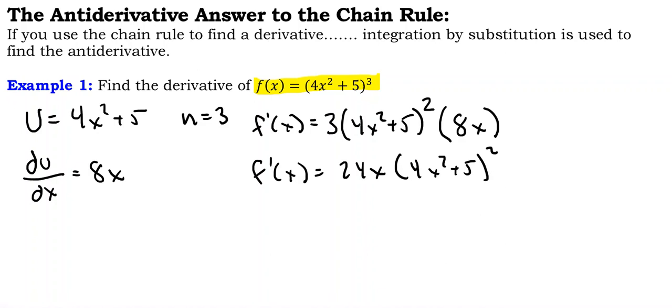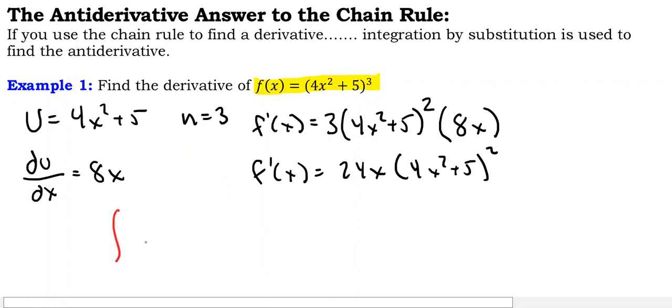Now suppose we wanted to find the antiderivative of that. In other words, we wanted to find the antiderivative of 24x times 4x squared plus 5, squared dx. Remember that this notation tells us we want to find the antiderivative of the function that's in between the integral sign and the dx.